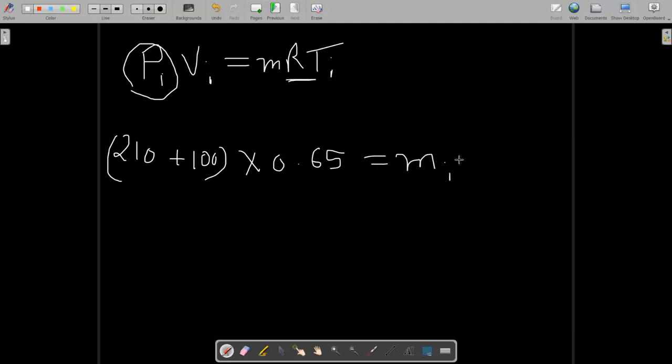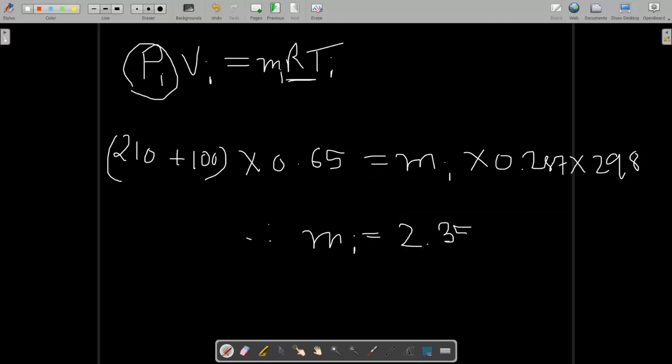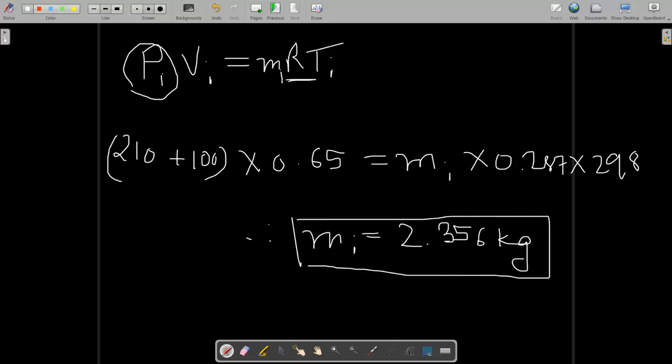So what is the initial mass? R is constant, 0.287 for air, and temperature is 25 degrees Celsius, or you can say 298 Kelvin. When you solve this in your calculator, you will find the initial mass as 2.356 kg. So just box it and leave it, because we will use it at the end.